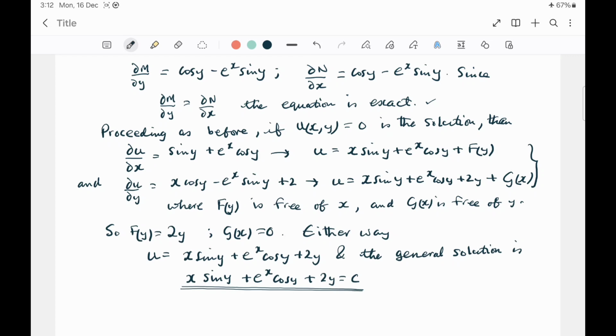So because these two expressions must be equal, because they're both equal to u, we get f of y equals 2y and g of x equals 0. Either way, you will end up with u equal to x sin y plus e to the x cos y plus 2y, and so the general solution is x sin y plus e to the x cos y plus 2y equals a constant c. And that brings us to the end of this rather lengthy video.